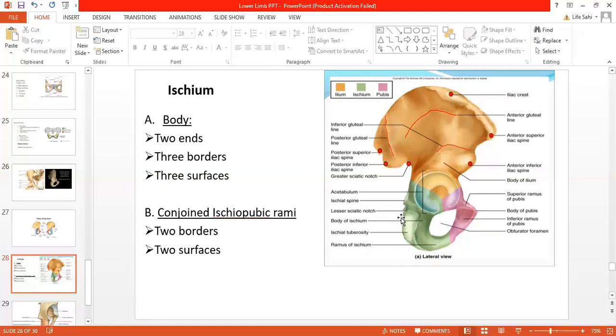On its way, the posterior border presents various landmarks. It shows a greater sciatic notch. Then in the lower part, it shows a sharp bony projection called ischial spine. And below that projection, we have a smaller depressed area called lesser sciatic notch. Next border is the lateral border of the body of the ischium, which forms the lateral margin of the ischial tuberosity.